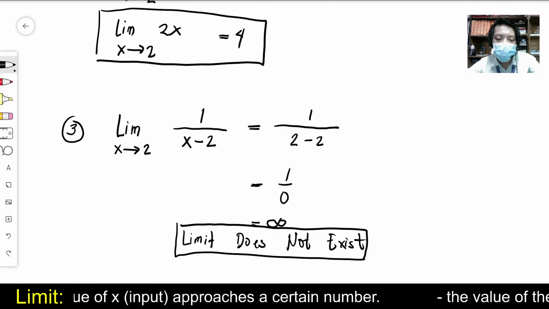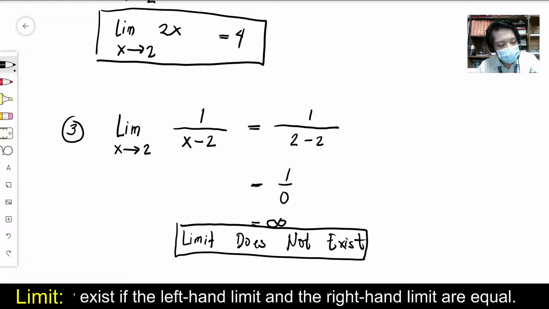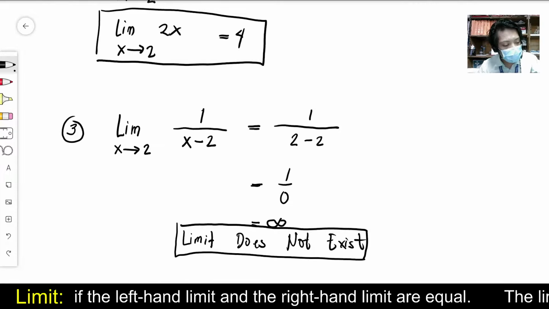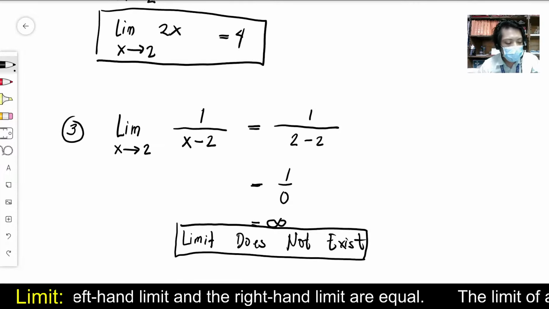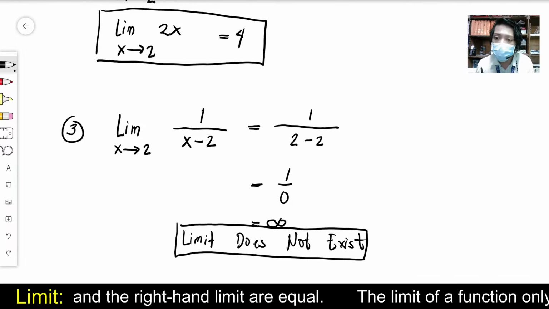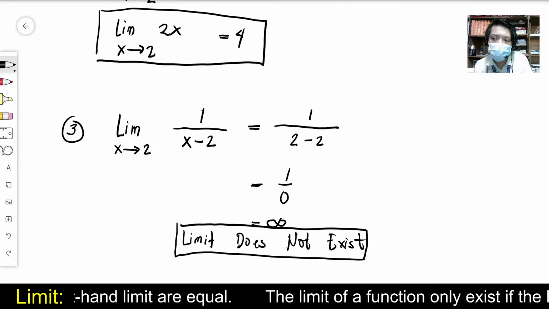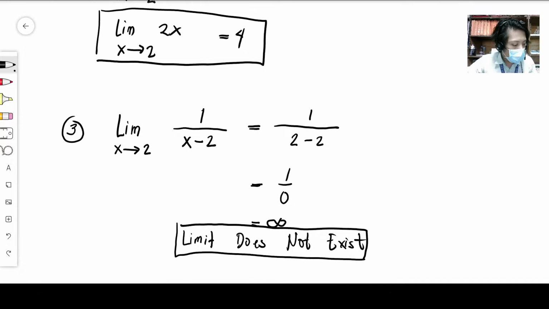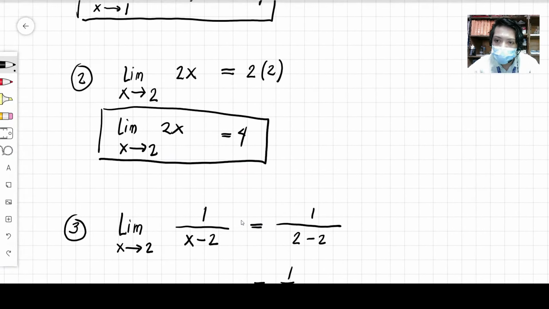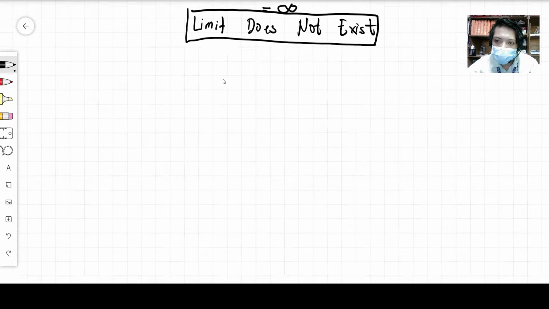Also, a limit exists if and only if the value of the function as x approaches a certain number from the left and from the right are equal, meaning the left-hand limit of the function and the right-hand limit of the function are equal. Let me explain it to you. Let us use the same examples, example number 2 and example number 3. Let me rewrite it here.